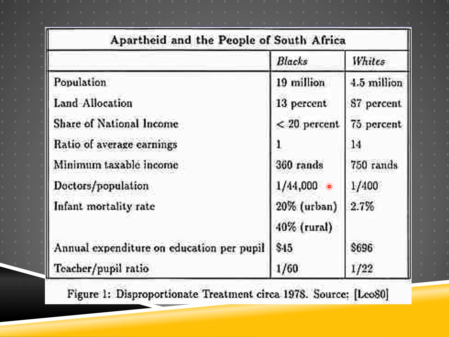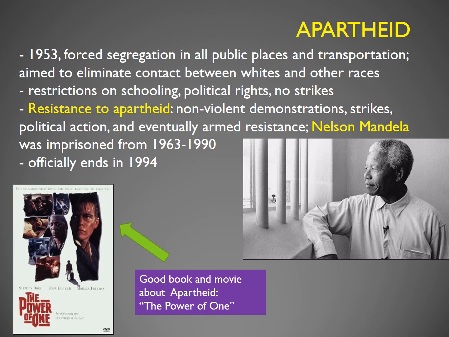Infant mortality rate was 20% in the urban areas and 40% in rural. Annual expenditure on education per pupil was $45 compared to $696, and the teacher per pupil ratio was 1 to 60. In 1953, forced segregation in all public places and transportation aimed to eliminate contact between whites and other races. Restrictions on schooling, political rights, no strikes.